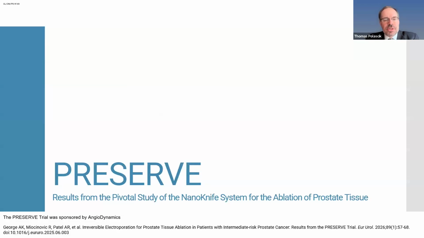Okay, so that's just a rundown of the technology and what you can expect from it, but understanding your patient's tumor and also the technology that you're using to ablate that is critically important. So I wanted to review the results from the PRESERVE study. This is a real, true landmark pivotal study using the NanoKnife to ablate prostate tissue for men with intermediate level risk prostate cancer.